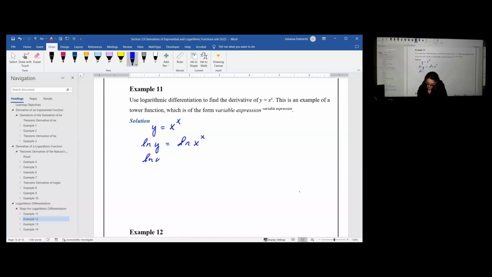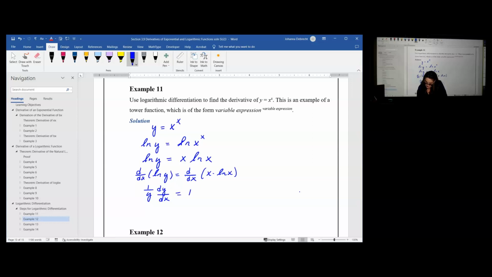Use the log properties to pull the power x to the front and multiply it by the natural log of x, the argument to natural log. Now I'm ready to take the derivative. I take the derivative with respect to x of both sides of the equation, which is going to give me the product rule on the right side since I have x times natural log of x. This will give me 1 over y dy dx, and the dy dx is what I'm looking for.